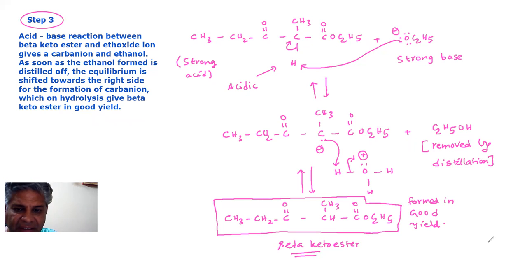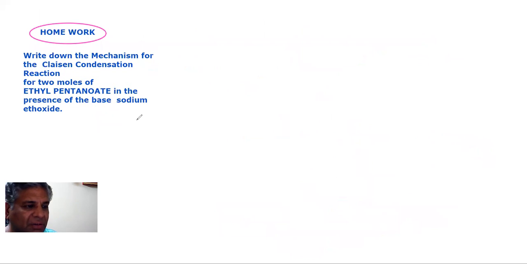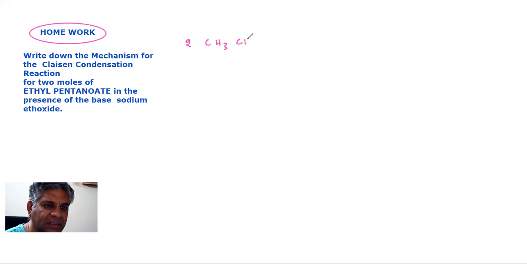Okay, then next step. Now this is a homework for you. Write down the mechanism for the Claisen condensation reaction between 2 moles of ethyl pentanoate in the presence of a base, sodium ethoxide. So write down the structure of ethyl pentanoate. So this is CH3, CH2, 1, 2, 3, 4, and then this is your pentanoate, OC2H5. Okay, so this is your ethyl pentanoate. So this is 1, 2, 3, 4, 5.